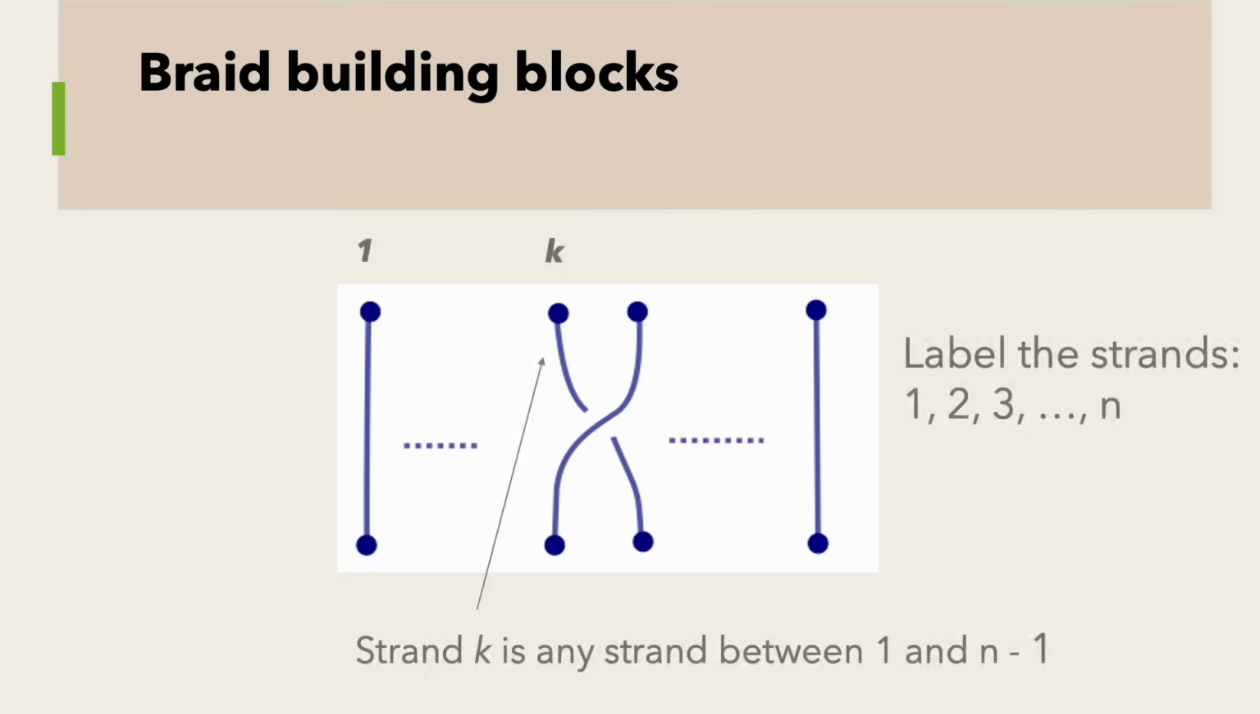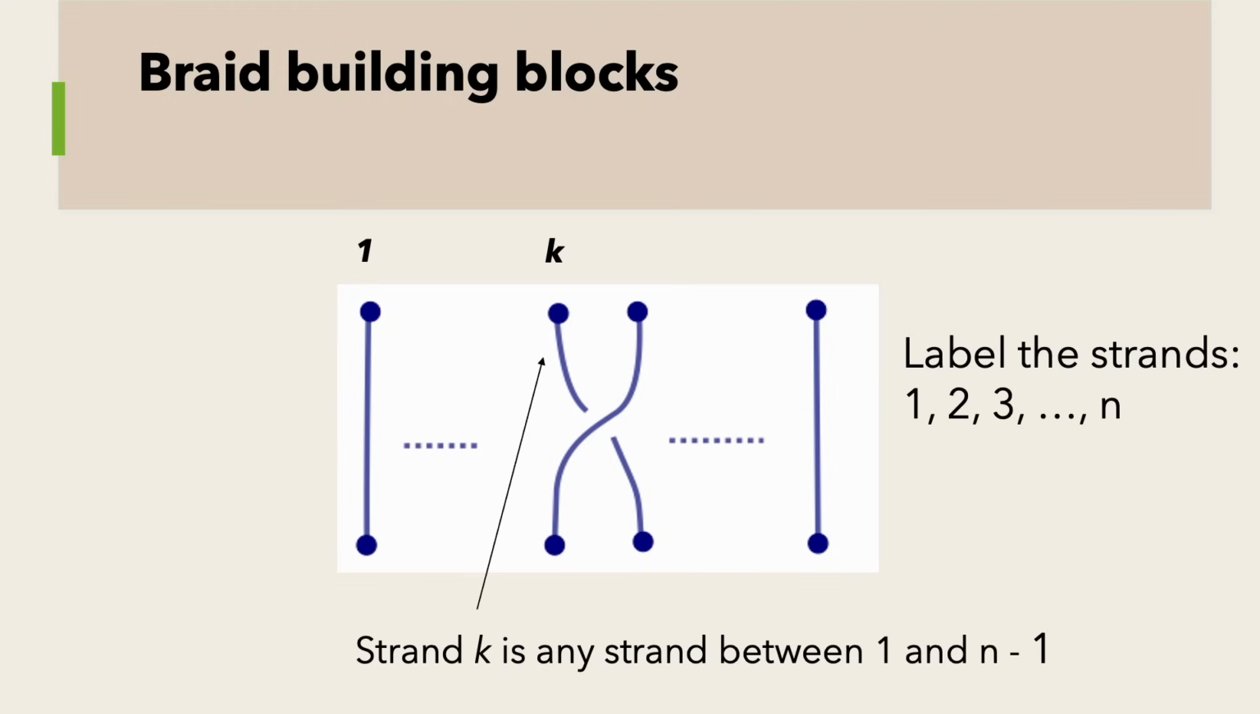So if I have n strands, here I've got the first strand and the nth strand and then something in the middle. If I've got the kth strand, where k is some number between 1 and n, and I let the strand to its right come over top of it, this is the simplest kind of braid that you can do. One strand over the other, over the one next to it.